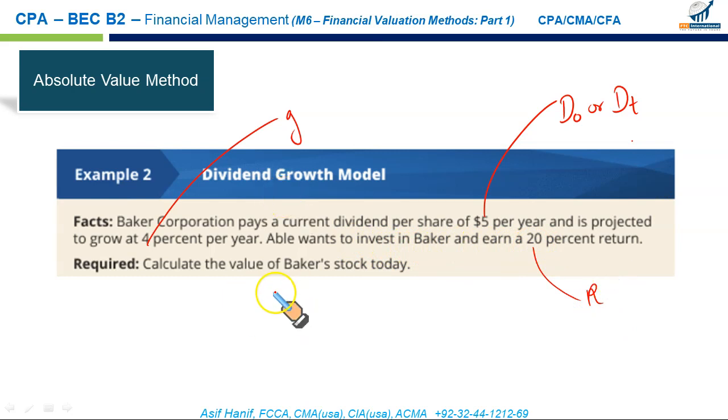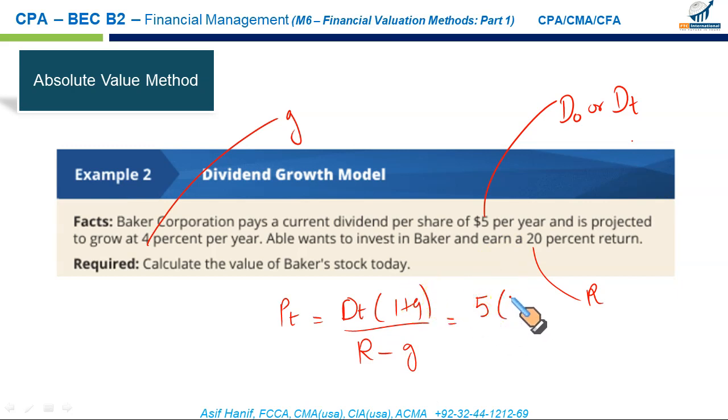So using the version of the formula given in your book, you can write the price of the stock at time t is equal to the current dividend, that is Dt, times 1 plus growth rate, upon r minus g. Plug in the numbers. We have Dt given as 5, growth rate is 4%, so it's going to be 1.04 upon the required rate of return, which is 20% minus 4%. If you do the simplification, what you get is exactly $32.5.